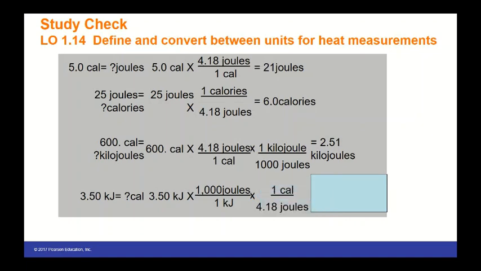And now we can convert from joules to calories. We cancel out kilojoules, we cancel out joules, and now we're left with calories for our answer. And rounded off to the correct number of significant figures, we have 837 calories. Notice for this problem we have a decimal place here, meaning that all 3 of these digits are significant, and our answer has 3 significant figures.